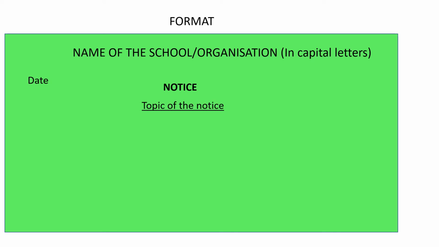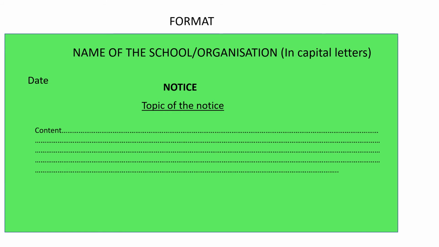And just below the notice, the topic of the notice should be given. This topic should be very brief and to the point. Please avoid the use of full sentences. Now the content should be given in 4 to 5 lines. If it is needed, then date, time and venue should be written separately so that the word limit is not exceeded. And at the end, the name of the person who is writing the notice and his designation should be mentioned.